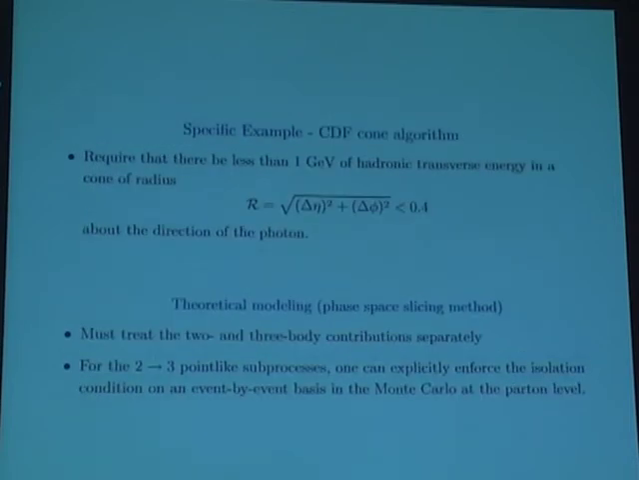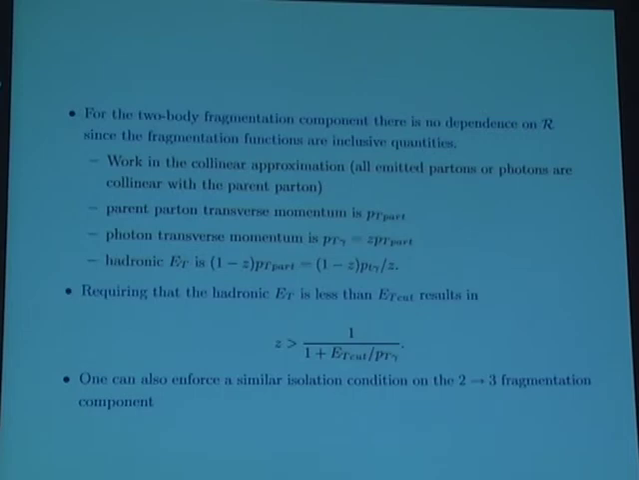A typical isolation cut might be one that takes a cone of radius delta eta, delta phi. In this case, the cone is less than 0.4, and says that we'll only allow up to about a GeV of hadronic energy inside such a cone. Well, with the phase-space slicing programs, you can actually study the effect of that. It's pretty easy to do. For the 2 to 3 processes, you can just ask, is there any hadronic energy in a cone about the photon? For the 2 to 2 parts, it's a little trickier.